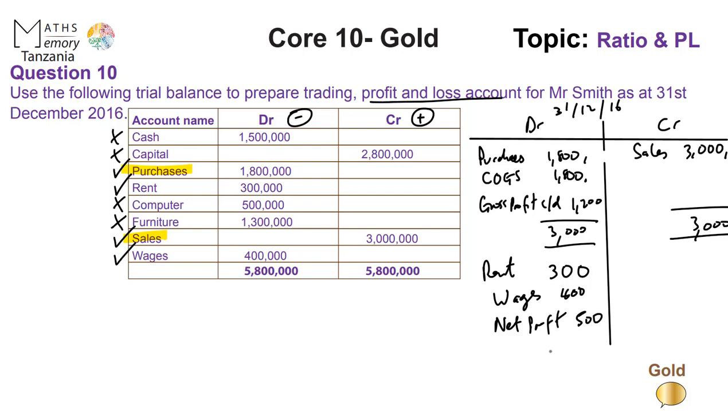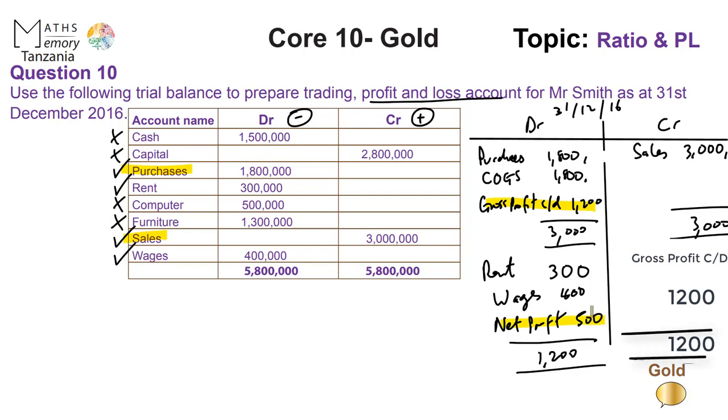So if it's 500, we're going to add these 3 together, and 1,200 we're going to get over here. And over here as well, the gross profit carried down would be 1,200 as well. They're both balanced, but the key thing to understand is your gross profit and your net profit. Very important to understand these two things. You've made a profit of 500 from your sales.